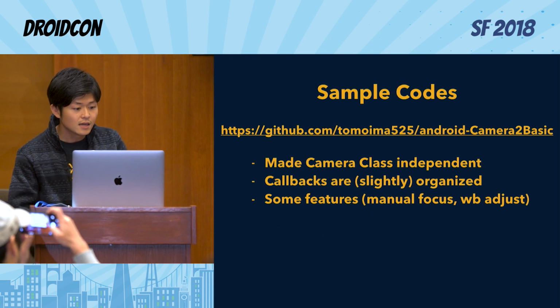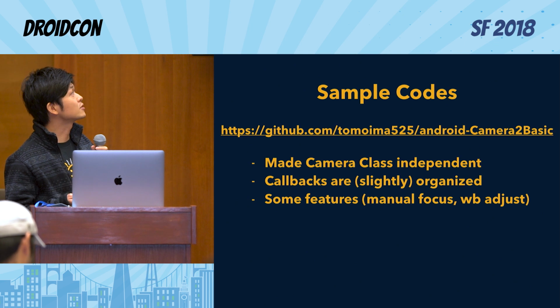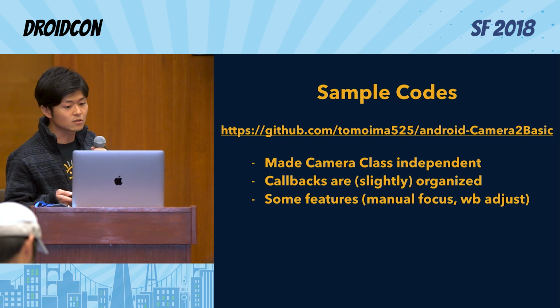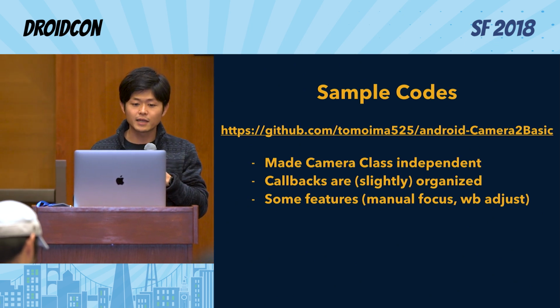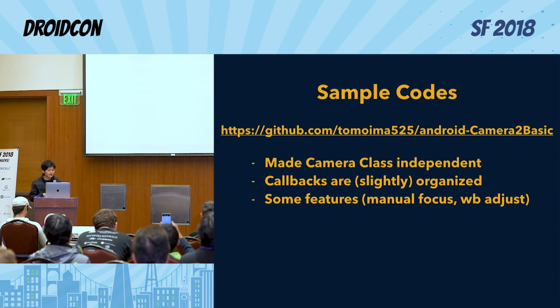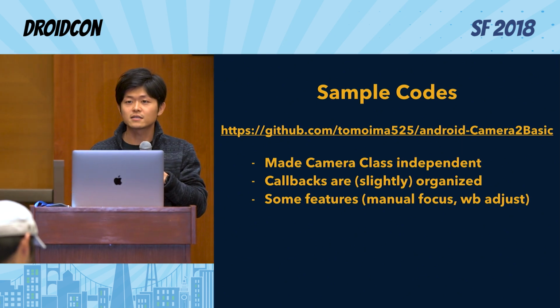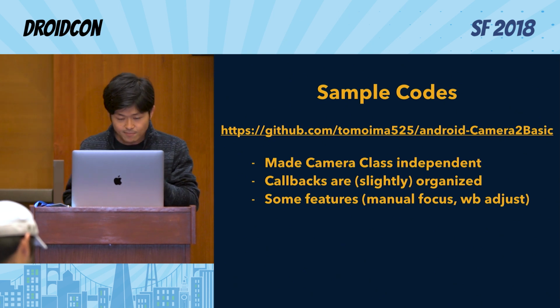Okay. For reference, I have created a sample code, which I forked from the Camera2 basic sample from Google. But I made it slightly better. I made the camera class independent, and callbacks are slightly organized so that it's easier to follow. I also added some features like manual focus and white balance adjustment, and some Kotlin extensions so that it will simplify the code base.